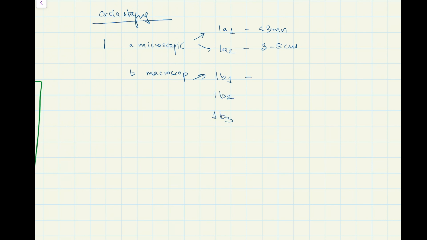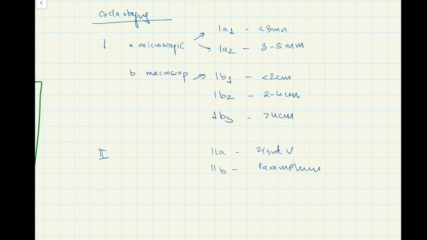1B1 is less than 2 centimeter, then 2 to 4 centimeter, and 1B3 is more than 4 centimeter. Stage 2A is involving upper 2/3 of vagina, and 2B is involvement of parametrium.